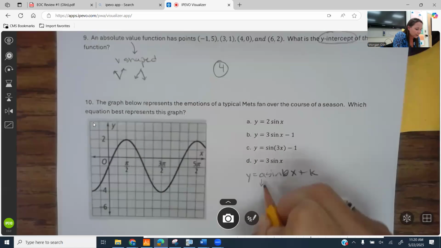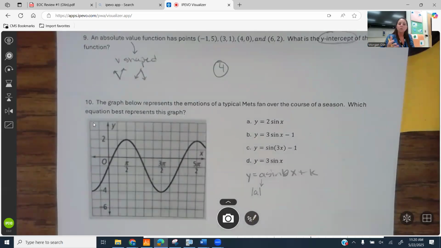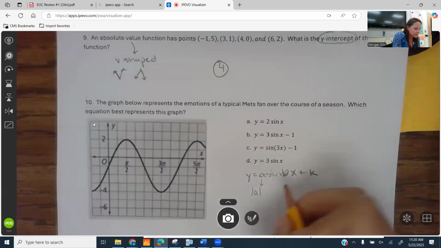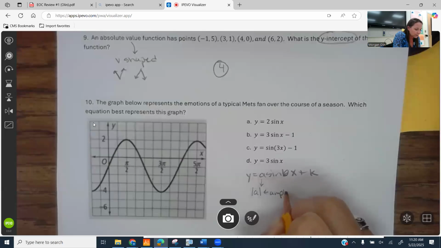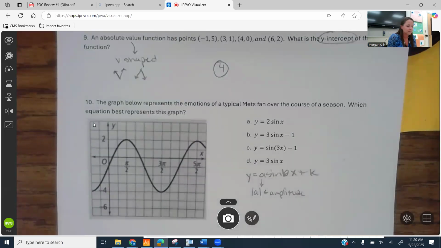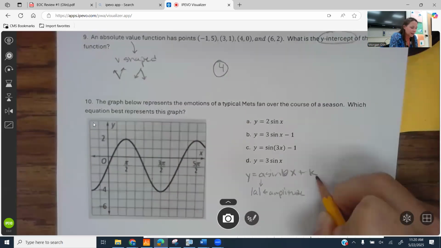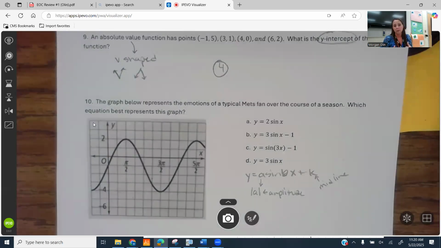Now, your A, and I'm going to say absolute value of A. So if there's a negative, take it off. This is your amplitude. If you can't remember what that is, I'll show you what that is in just a second. And K is your midline. All right, I'm going to start there first, okay? I'll get to B in just a little bit.